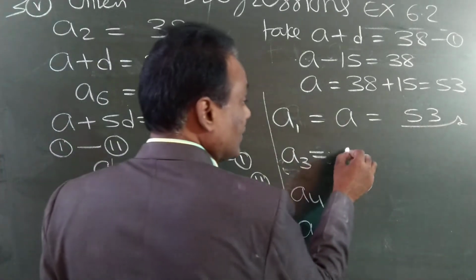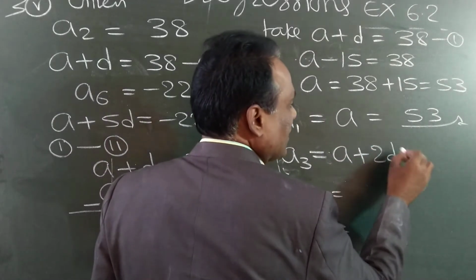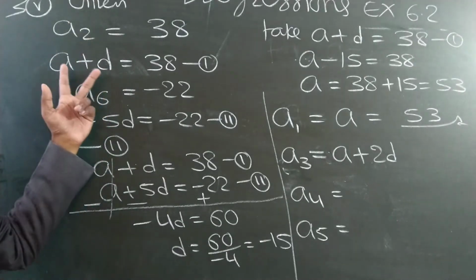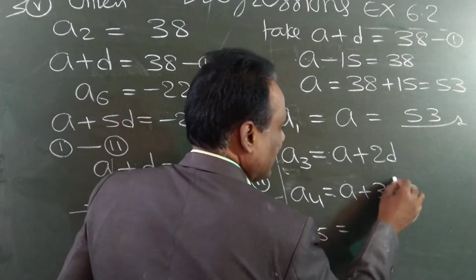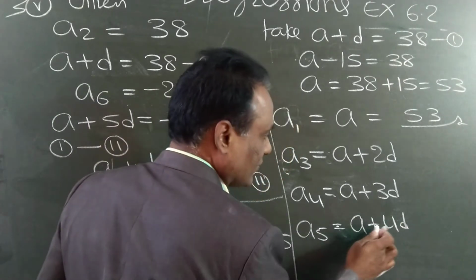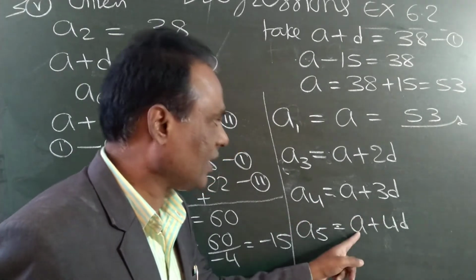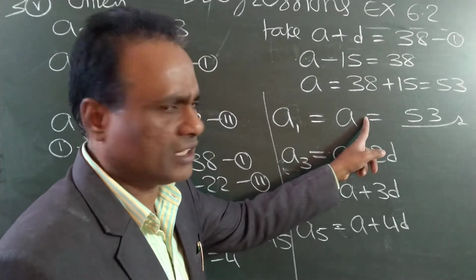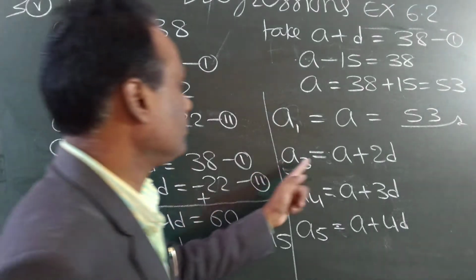What is A3? A3 is A plus what? If it is 3, 2D. A plus 2D. First term is A. Second term is A plus D. Third term is A plus 2D. What is the fourth term? A plus 3D. Fifth term, A plus 4D. One less than this: if the fifth term is asked, 4D; fourth term, 3D; A will be same. Third term, 2D. If the first term is asked, there is 0D, which means no D, only A. Second term means 1D. Like that.